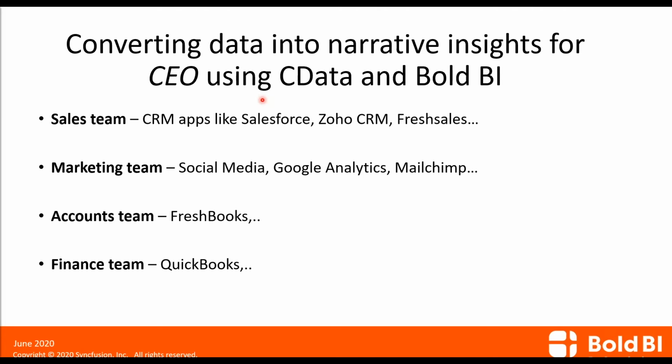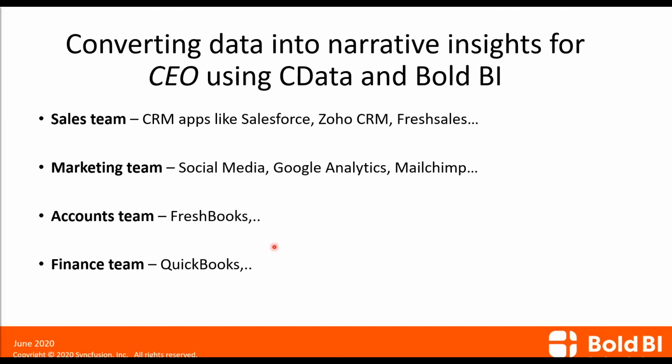We all know that each such department would be using different apps for their daily work, as you see here. From the sales team using Zoho CRM, the marketing team would be using different social media, and to manage all the social media, they might use tools like HubSpot or Agora Pulse, maybe. And to send mails, they may use MailChimp. And for all the UTM parameters and the analytics, they will be using Google Analytics. Similarly, the accounts team and finance team as well.